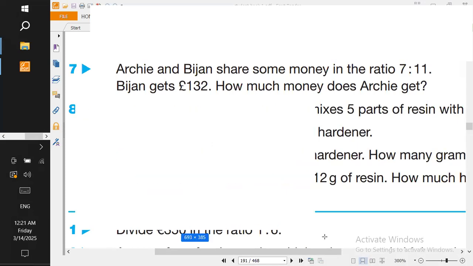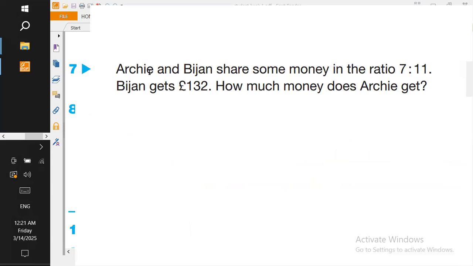In question 7, Archie and Bijan share some money in the ratio of 7 to 11. Bijan gets 132 pounds. How much money does Archie get? Do you see the idea here? As I told you, this shows us that 132 is Bijan's share. It's not the total amount of money. That's where the way of answering becomes different. Because if it's a total amount of money, I add the ratios, divide the total money by the total ratio, and then multiply by the ratios.